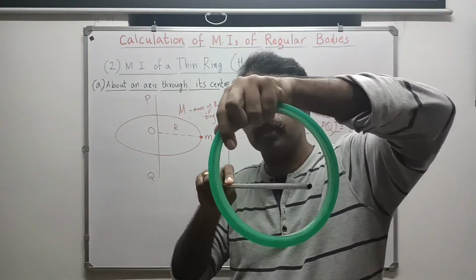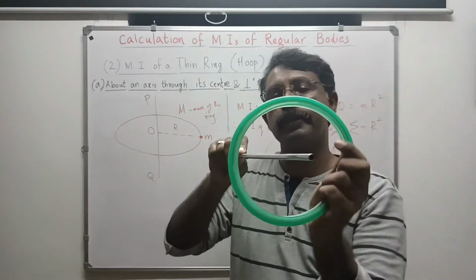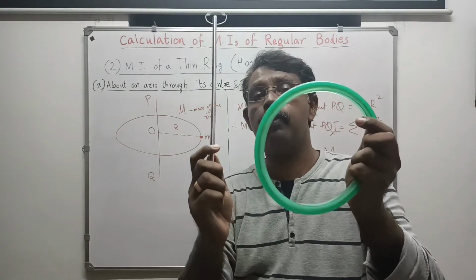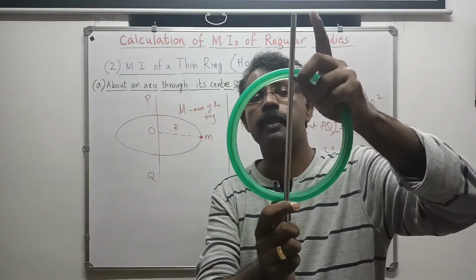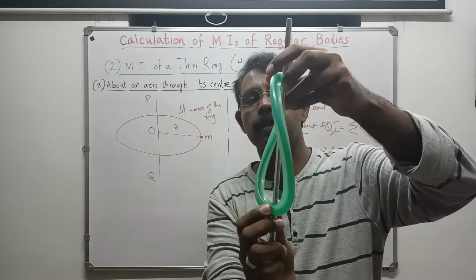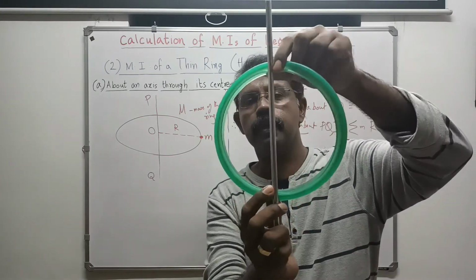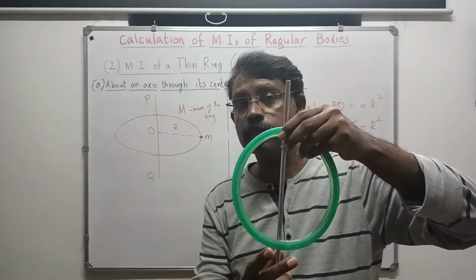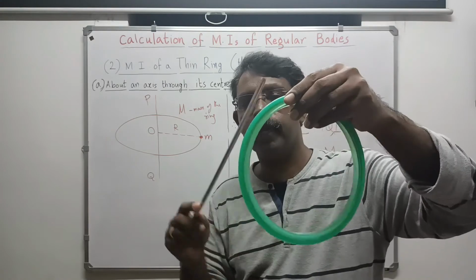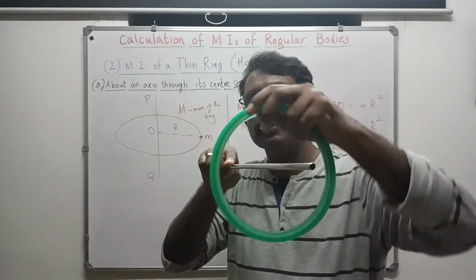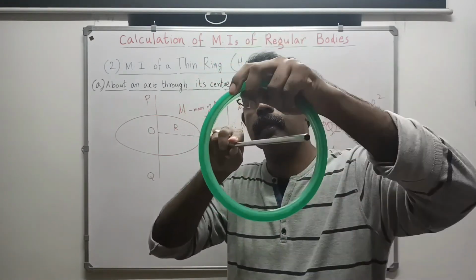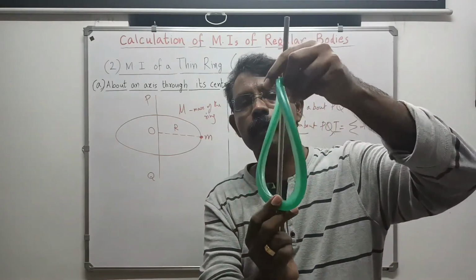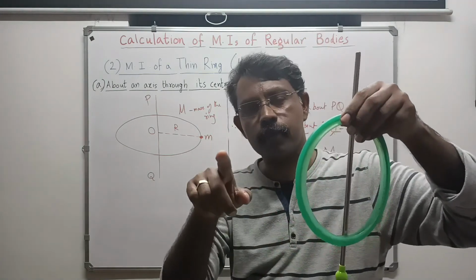Also, what is the moment of inertia if I am considering an axis like this? The ring can rotate like this also, about this axis. If there is a rotation like this, it will be an axis which is lying in its plane. Now we have considered this axis about which the ring will be rotating like this. If I am considering another axis which is perpendicular to the earlier axis, it will be rotating like this. Then what will be the moment of inertia?